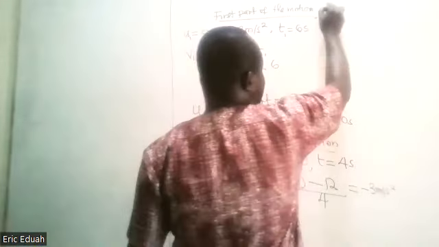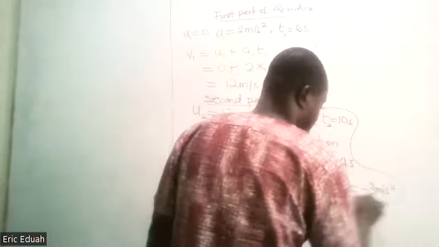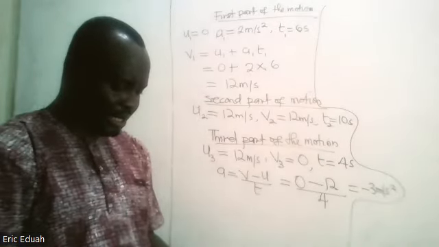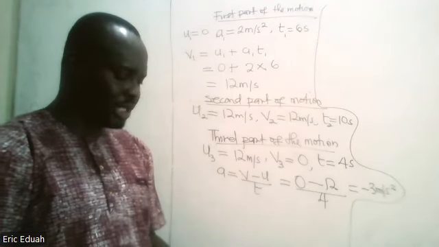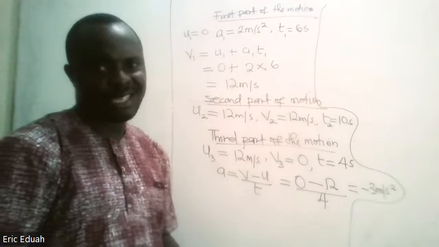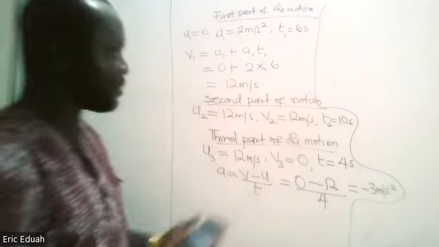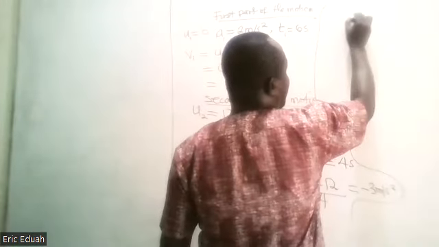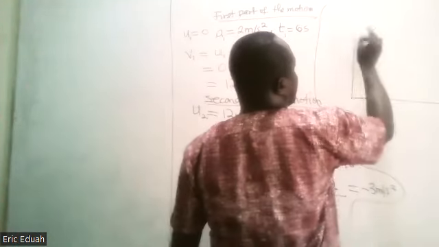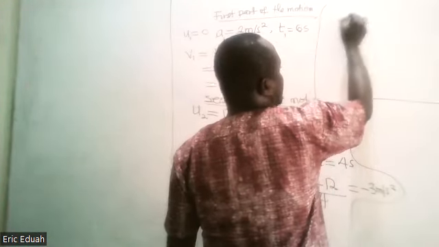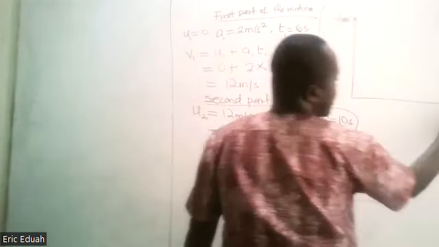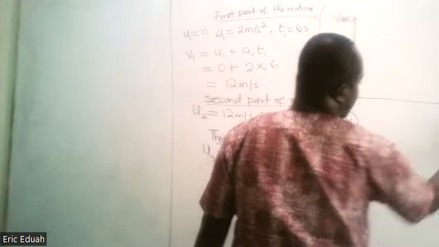Okay, so let's move on to our question. The question demands that we sketch the velocity time graph for the motion. So we are plotting a graph of velocity against time. V in meters per second, t in seconds.